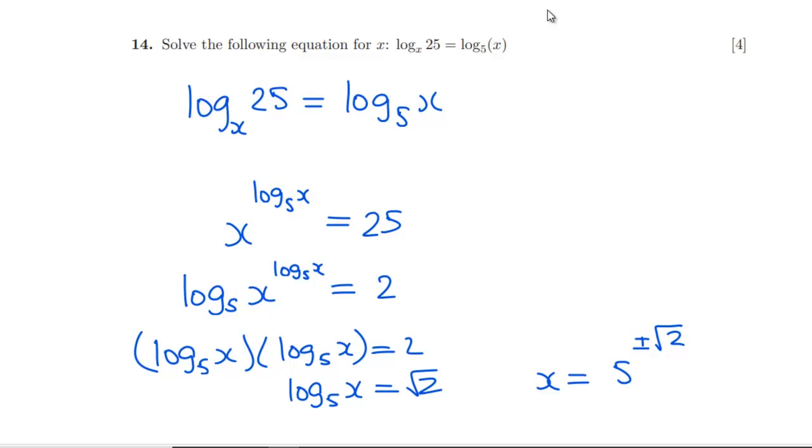There you go. So why you need all this weird stuff with a formula and all the rest of it, I don't really understand. Anyway, so that's that one.